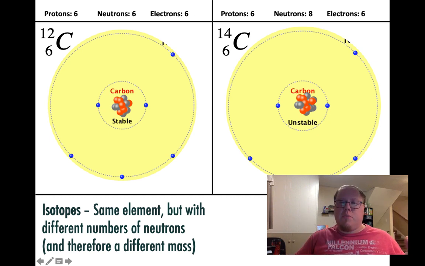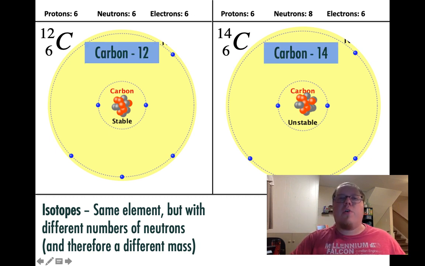Those are called isotopes. Now we name isotopes after their mass. So we call this one carbon-12 and this one carbon-14. The 12 refers to the mass of the carbon atoms, and carbon-14 refers to the mass of those carbon atoms.